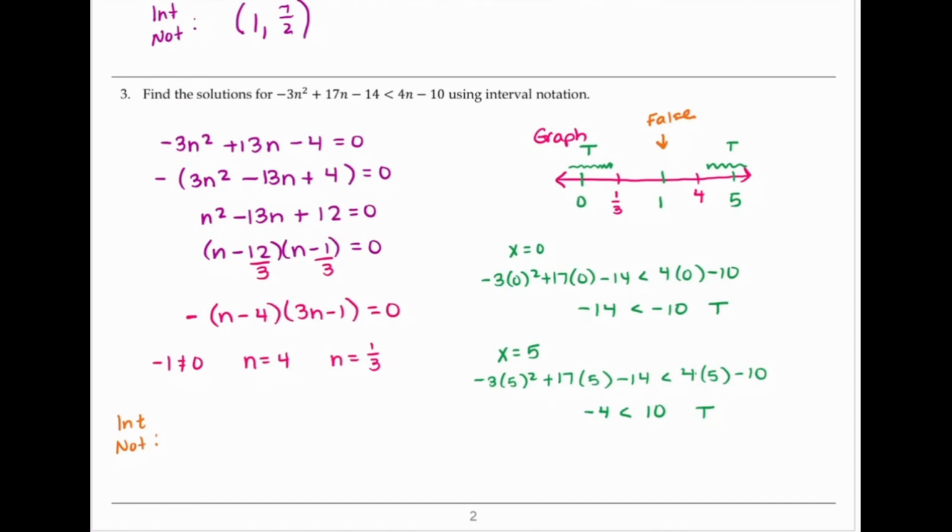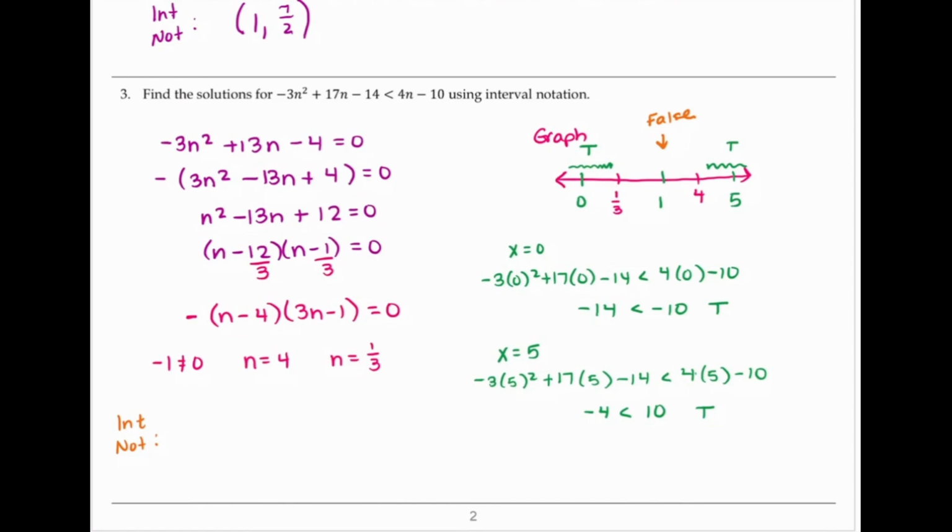All right, so here, this is what you should have gotten. Hopefully, we set the inequality equal to 0. I factored out a negative 1. My GCF, I had to do AC method. I factored my AC method, and I end up with my factors of negative 1 times n minus 4 times 3n minus 1. I find my critical values of n equals 4 and n equals 1/3.